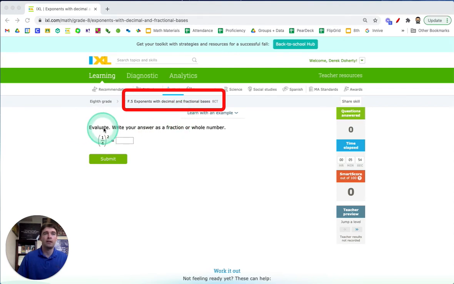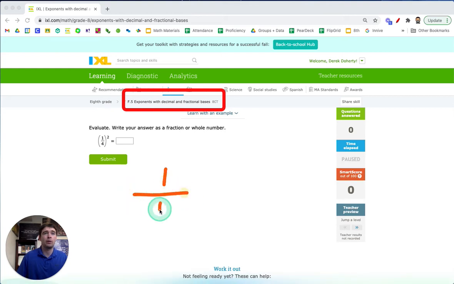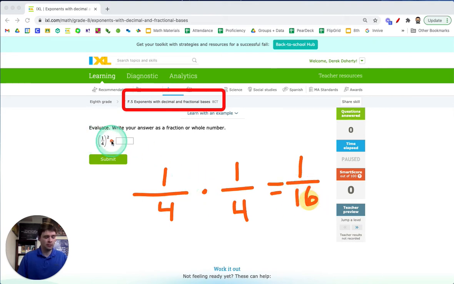For this first one we're asked to evaluate 1 over 4 squared, or the fraction 1/4 squared. And what that really means is it's saying you need 2 copies of the fraction 1/4 to be multiplied together. So I could rewrite 1/4 squared as 1 over 4 times 1 over 4. And then I remember whenever I multiply with fractions, I just multiply the numerators together, top times top, which gives me 1. And I also multiply the denominators together. 4 times 4 gives me 16. So the answer for 1/4 squared must be 1 over 16.